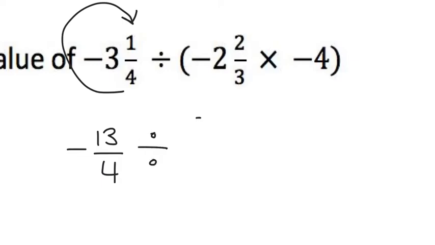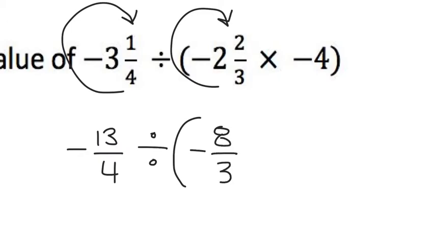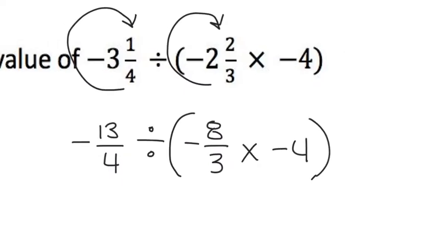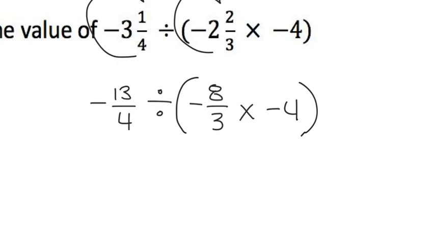divided by open parentheses, and I'm also going to use that backwards C method to convert here as well. And I would get negative 8 over 3 times this negative 4. All right, according to the order of operations, we are to do what is inside the parentheses first. So if I were to pull this out and show you my multiplication process, it would be negative 8 over 3 times a negative 4 over 1. Okay, and then we would multiply right there.